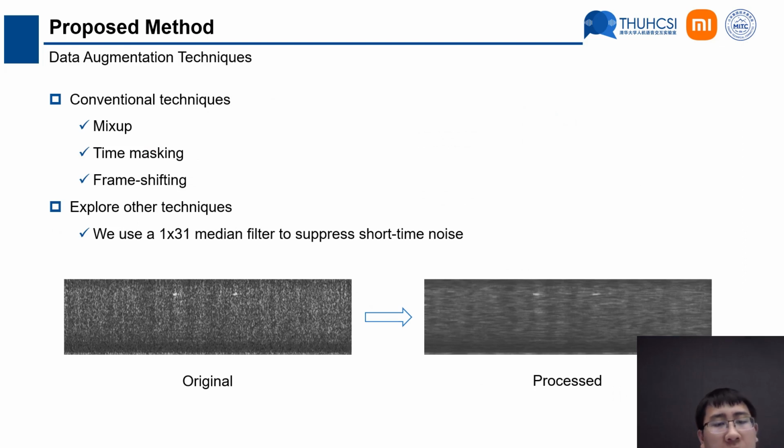In addition, we use some data augmentation techniques for this task, such as mix-up, time masking, and frame shifting. Besides conventional techniques, we use the median filter to suppress short-term noise. As shown on the left, the original spectrogram contains a lot of short-term noise. After median filtering, these noises are suppressed.